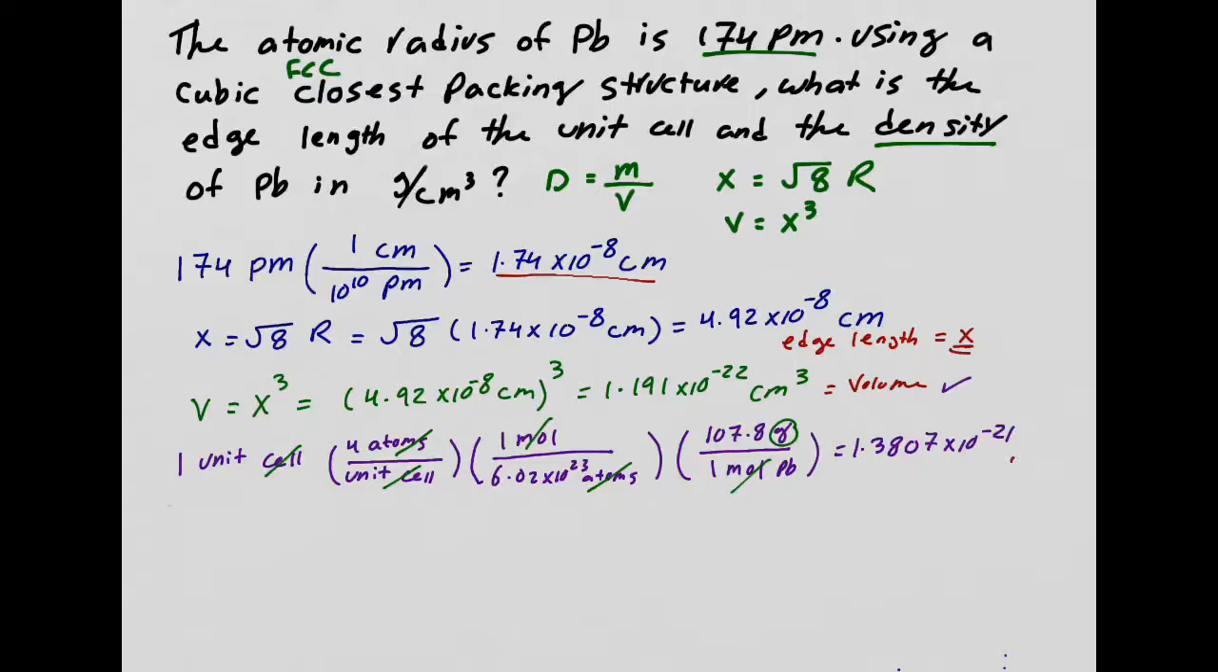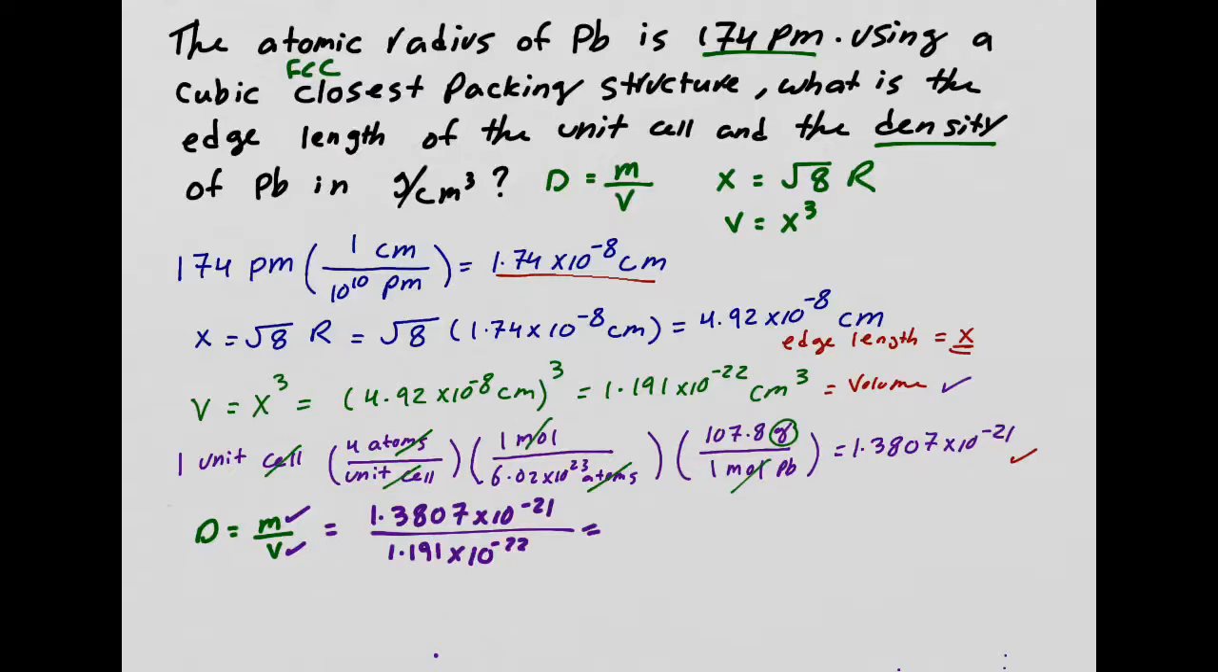Okay, so this is great. Why is this great? Because remember, density was mass over volume, right? What I just figured out is the volume and I just figured out the mass. I have both. So all I have to do is plug it in. So what is my mass? My mass is 1.3807 times 10 to the minus 21 over, what is my volume? My volume is 1.191 times 10 to the minus 22.